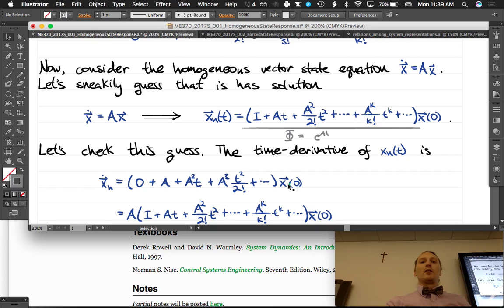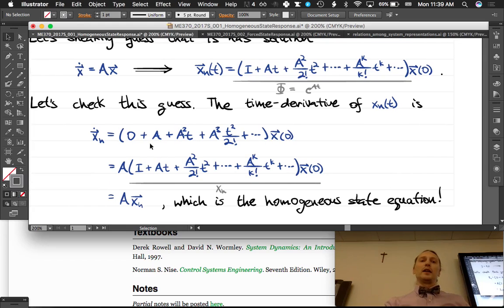So let's take a look back here. So in this new series, the 0 term goes away. You can factor out the A matrix here, because the A matrix shows up in every single term, right?